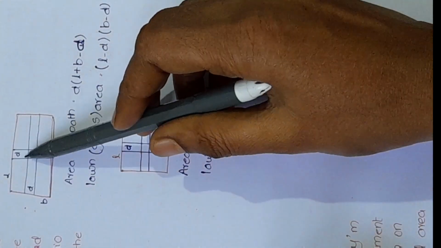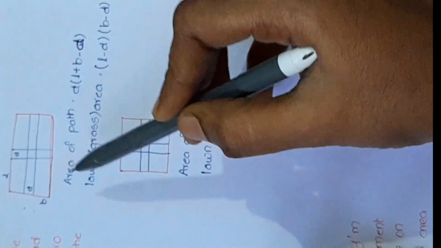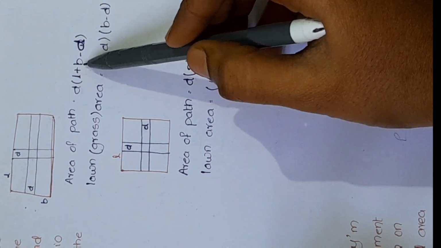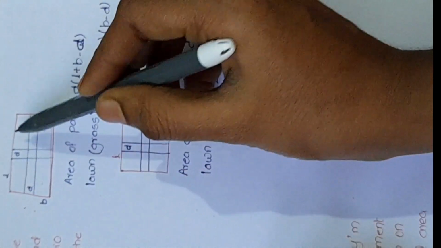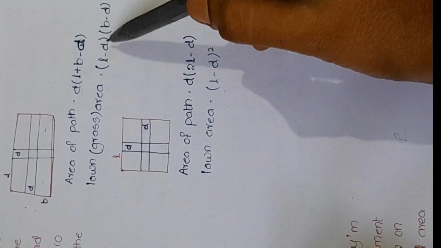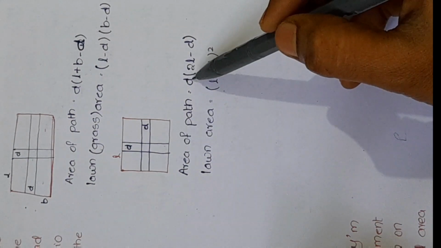Another model, if there are two perpendicular roads in a rectangle of width d and length is L and breadth is b, area of this path is d into L plus b minus d. And the lawn or grass area, the leftover part, is equal to length minus width into breadth minus width. If it is a square, area of the path is d into 2L minus d. Lawn area is L minus d whole square.